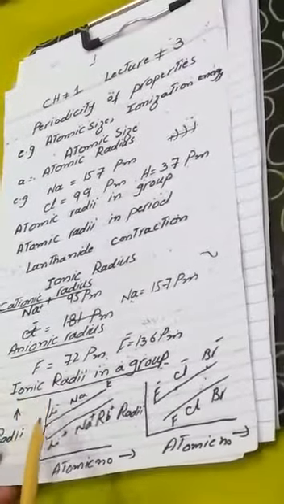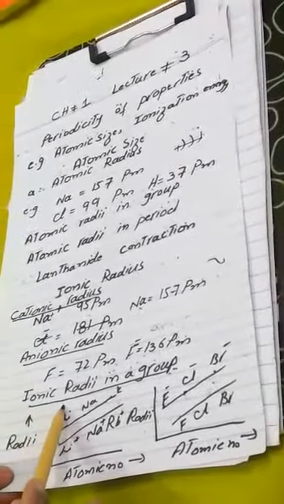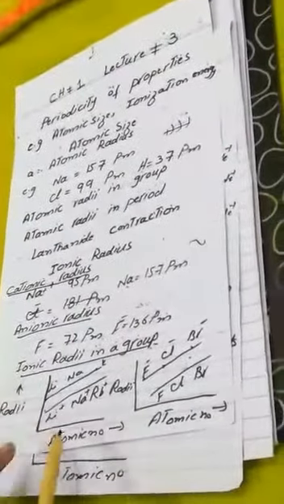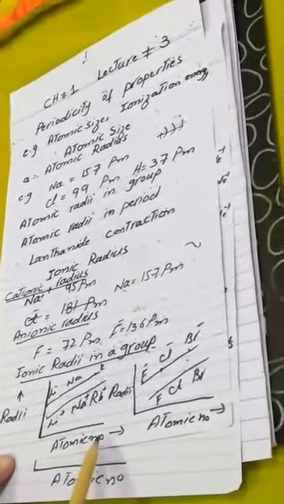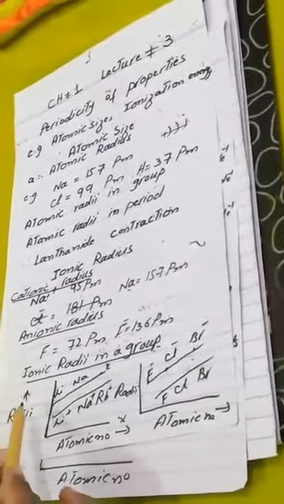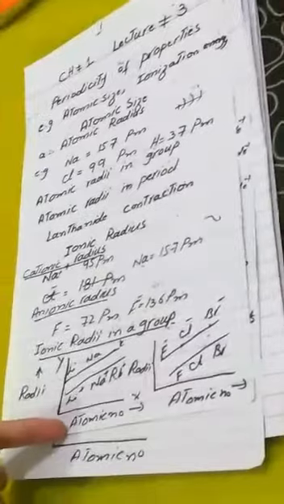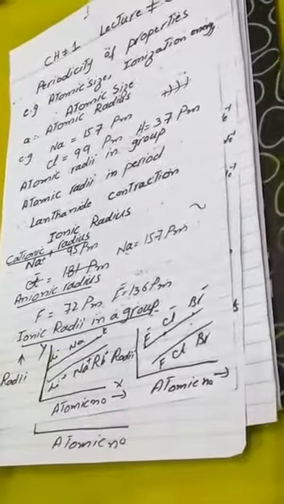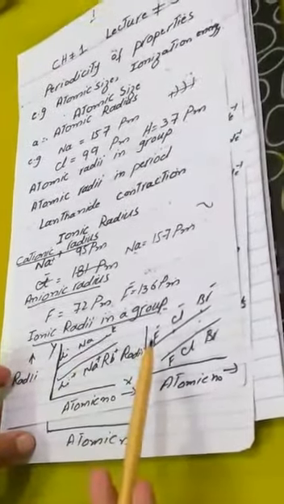Now you can see this graphically. Dear students, when you draw a graph of any topic, there are always two axes, x-axis and y-axis. We put the independent variable along the x-axis and the dependent variable along the y-axis. That's why radii is along the y-axis and atomic number is along the x-axis. You can see as atomic number increases, the radii also increase. In the same way for cation and in the same way for anion.